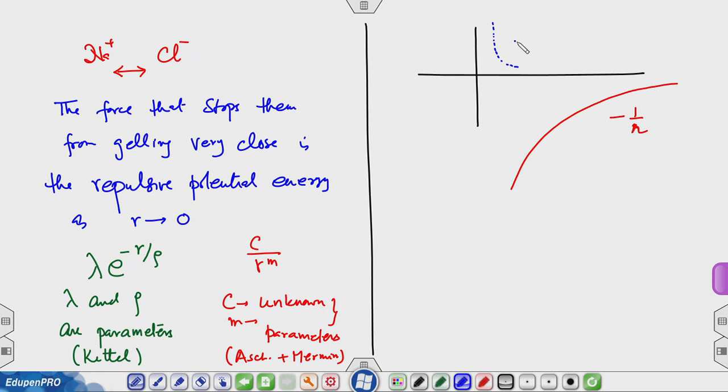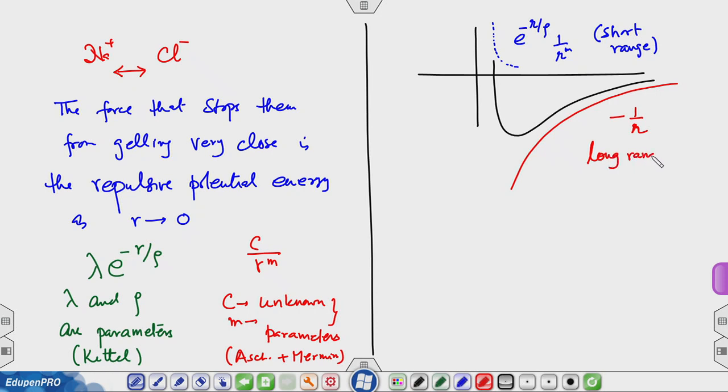This is like e raised to minus r over rho or 1 over r raised to m, and together the potential would look something like this. The repulsive part is short range, in fact very short range, and the Coulomb part is long range. This really affects still far away.